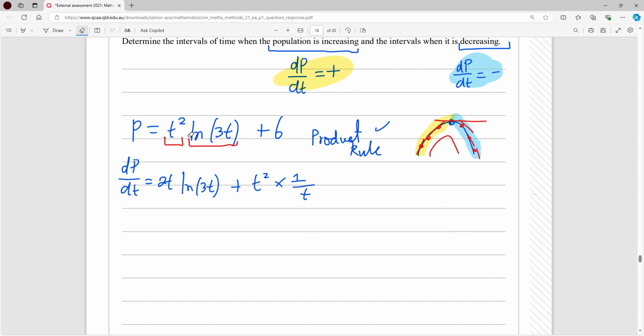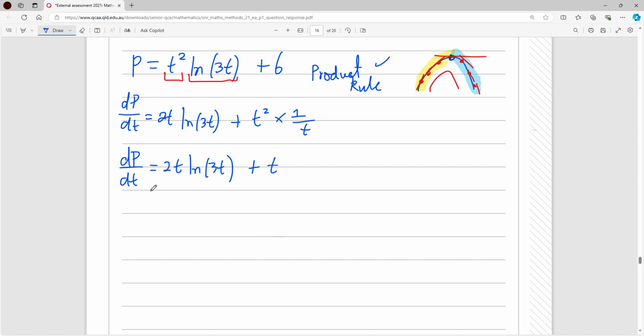Now we're just going to find the second derivative, so we'll clean this up a little bit. dP/dt is 2t ln 3t, plus t, because we have a t squared and we are dividing by another t, so it's just plus t. Let's differentiate that again. Another product rule, and the t turns into 1. So the second derivative will be 2 ln 3t plus 2t times 1 over t, plus 1. Let's clean that up.